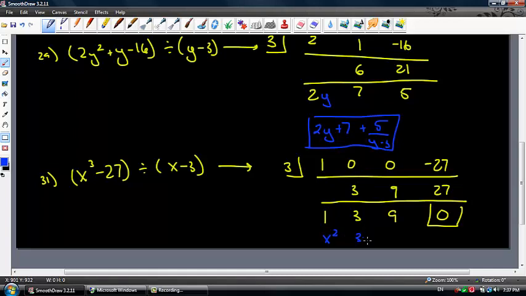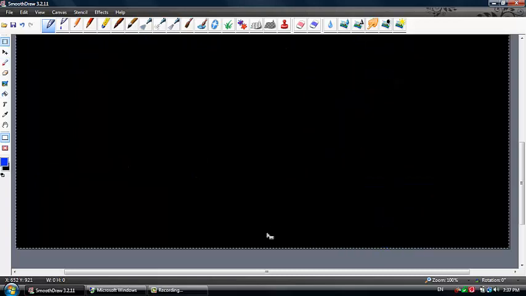It is now x. This used to be x to the first, and now it is nothing. So all of these coefficients get pulled down, and that is your answer. All right? Let's keep going.